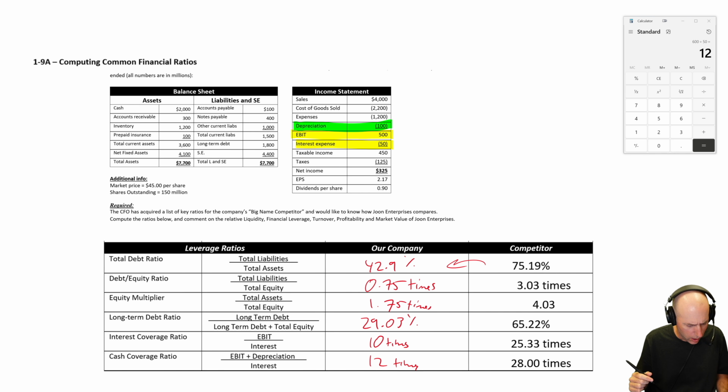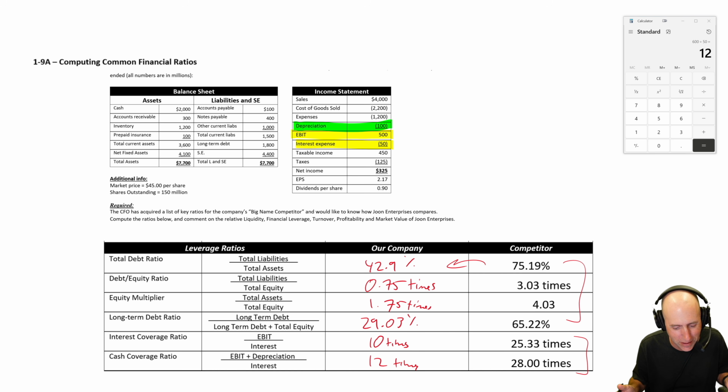Now, as far as leverage goes, I am less leveraged than my competitor, right? I have less debt overall. Interestingly, though, even though they have way more debt, they are able to handle their interest load better than I am. And I think this is a harbinger. I think this is a sign of things to come.